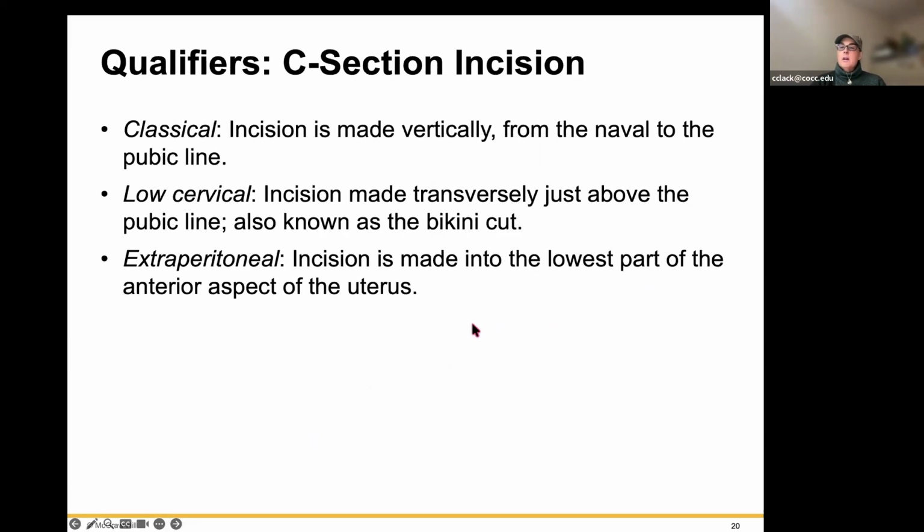So these terms describe the types of cesarean section incisions that you may see in documentation. A classical is a vertical uterine incision, and just a minute.